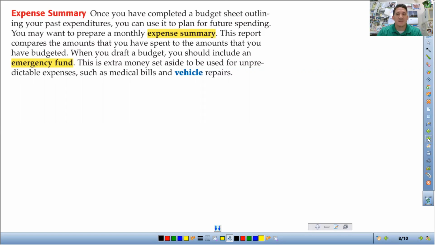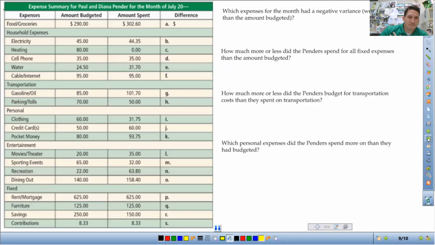So let's take a look at an expenditure sheet. Here is an expenditure sheet. We have the expense summary for Paul and Diana Bender. How this works, this column over here is how much they budgeted for each expense, and then this column is how much they actually spent.